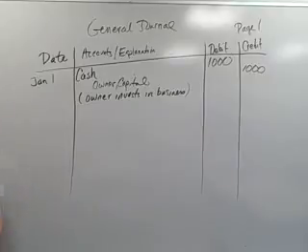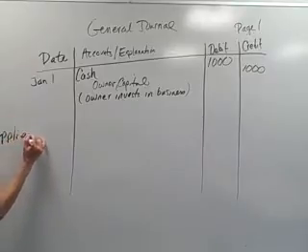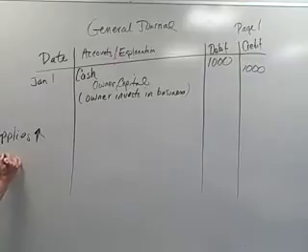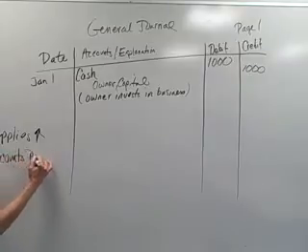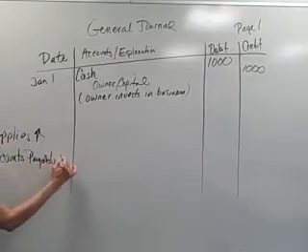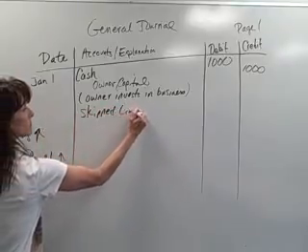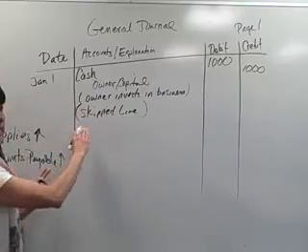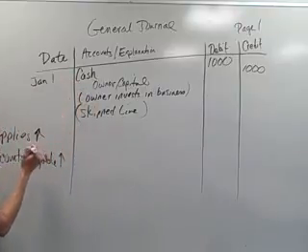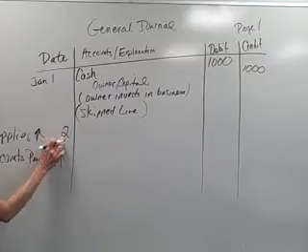Let's do one more. Let's say that the business purchases supplies on account. Well, I know that supplies is going up, and I know that my accounts payable is also going up. So I've skipped a line. You don't have to write it in. I'm just showing you skip a line, and then we move to the next one. Let's say this happened on January the 2nd. So I'm going to put my date, which is January the 2nd.